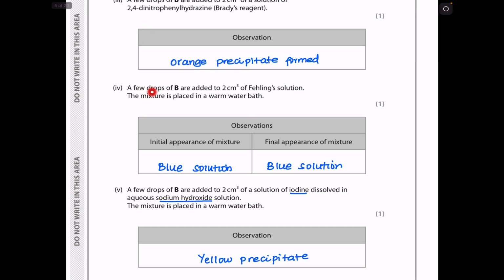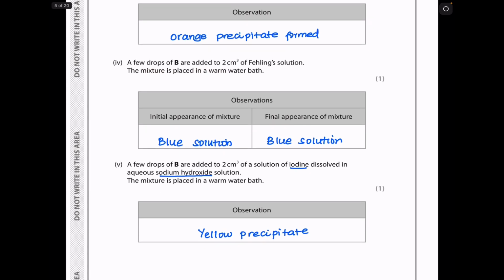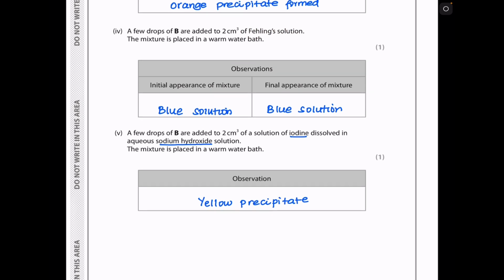And next they say a few drops of B are added to 2 cm³ of Fehling solution. The mixture is placed in a warm water bath. Because we are using Fehling solution that contains copper 2+, initially the solution is going to appear blue, and the final solution is going to be blue as well because there is no aldehyde functional group that is going to be tested by Fehling solution.